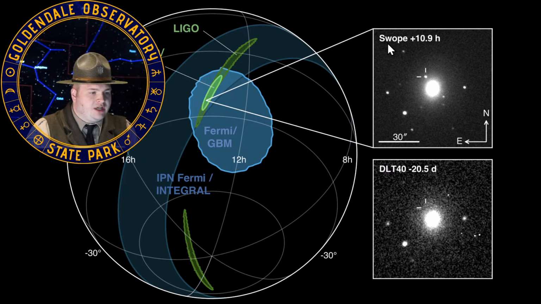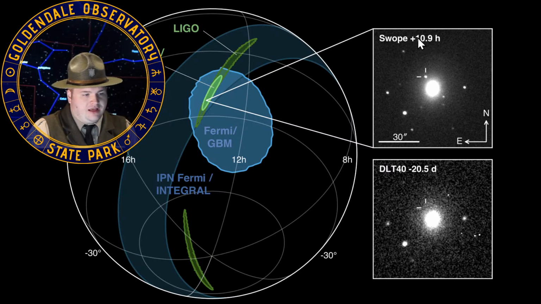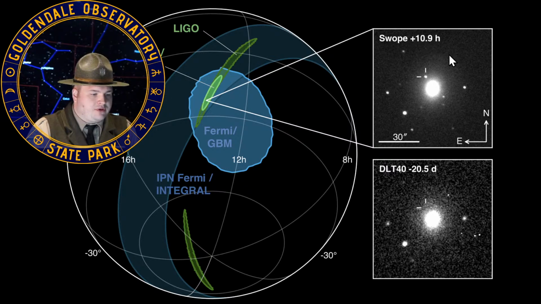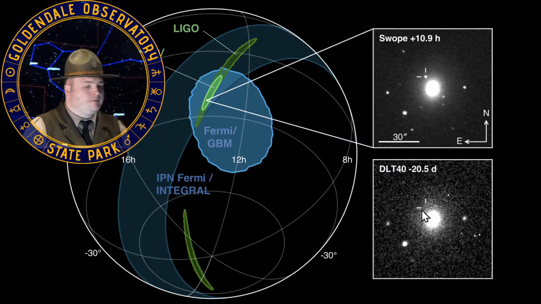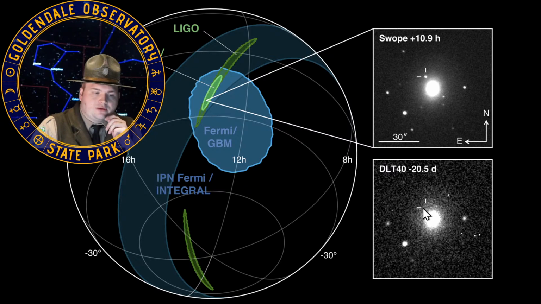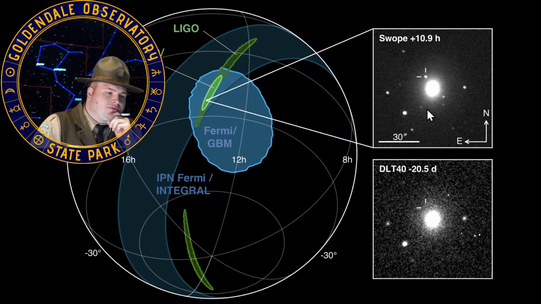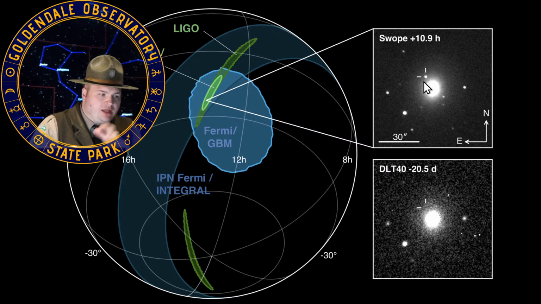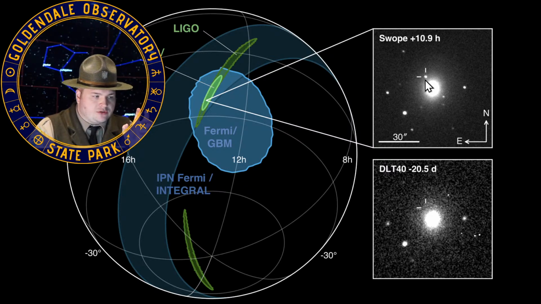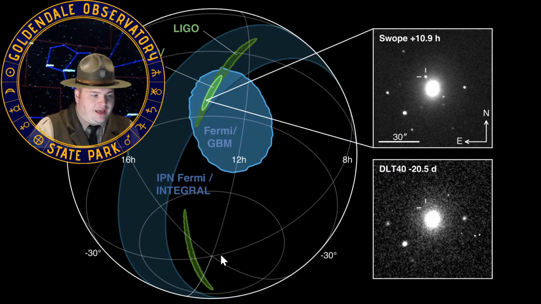This image was taken 10 hours, or let's say 11 hours after the event. And notice there's a change. We have this dot here that was not there in that 20-day-old image. So we were able to confirm this kilonova, which again was the collision of two neutron stars, not just in gamma ray, not just in gravity wave, but even visible light.